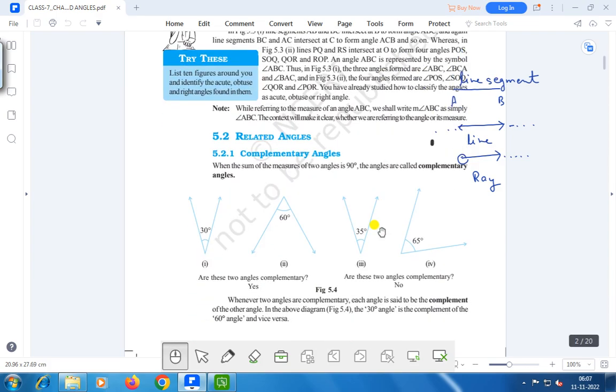I will define the various related angles. Complementary angles. When the sum of the measures of two angles is 90 degrees, the angles are called complementary angles. Are these two angles complementary? 60 plus 30 is 90 degrees. Therefore, one angle is the complement of the other. Here in this case also, one is 35 degrees, one is 65 degrees. If you add 65 plus 35, that is 100, this is not a complementary pair.